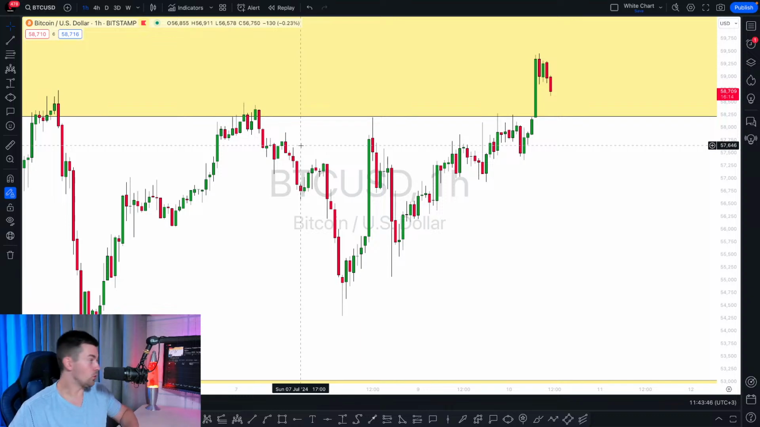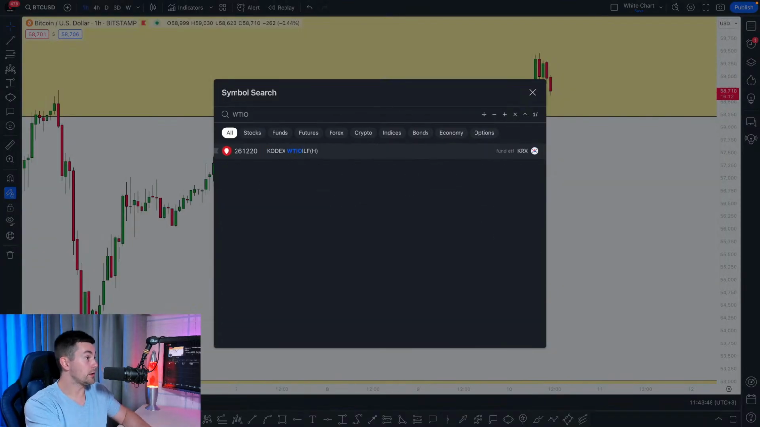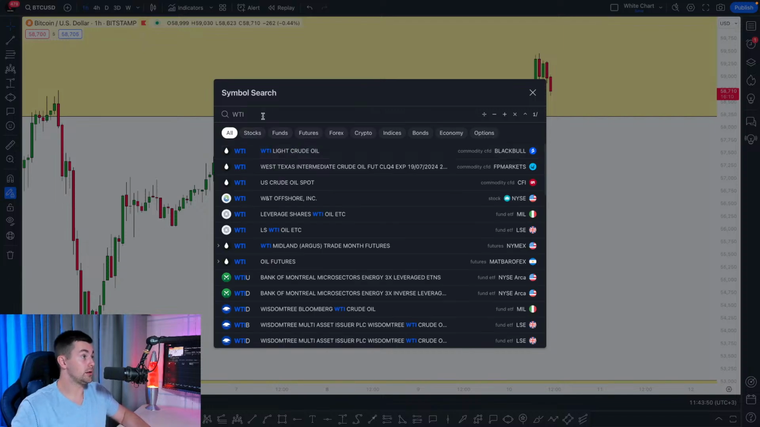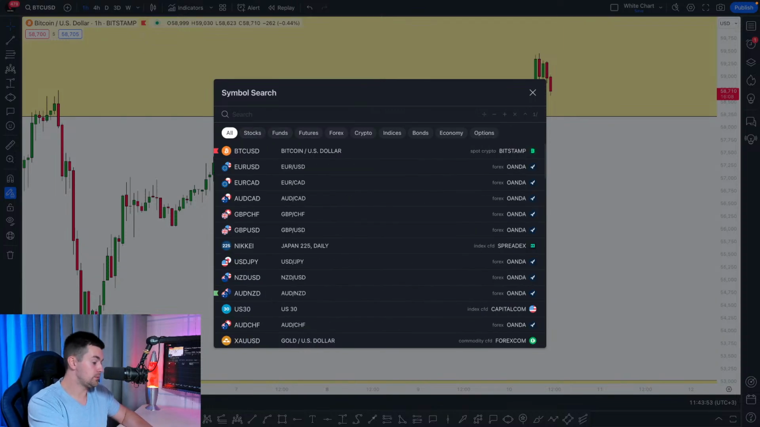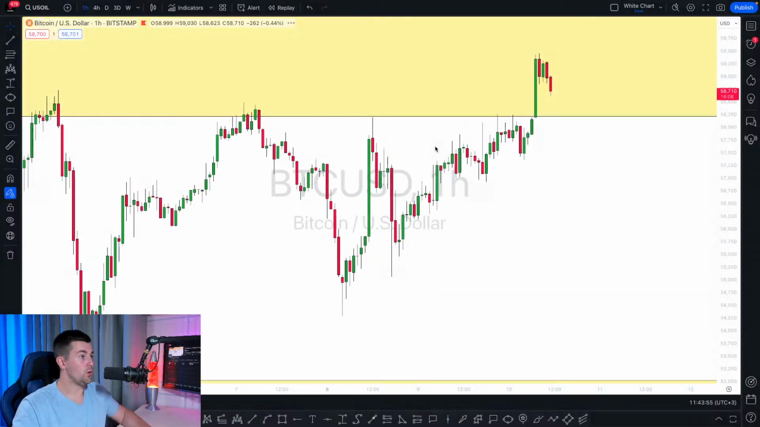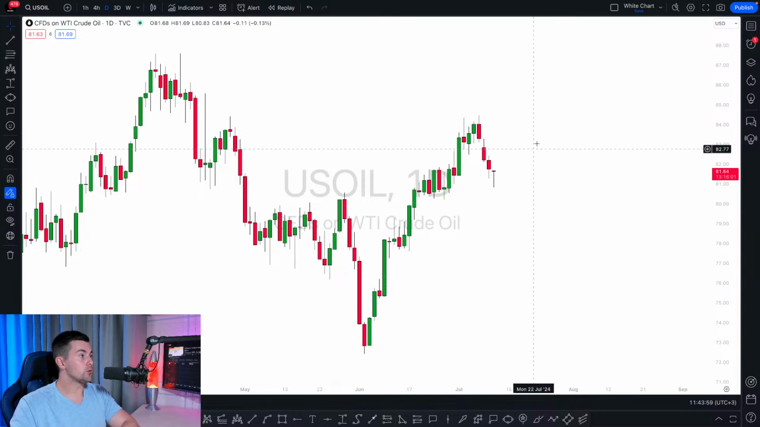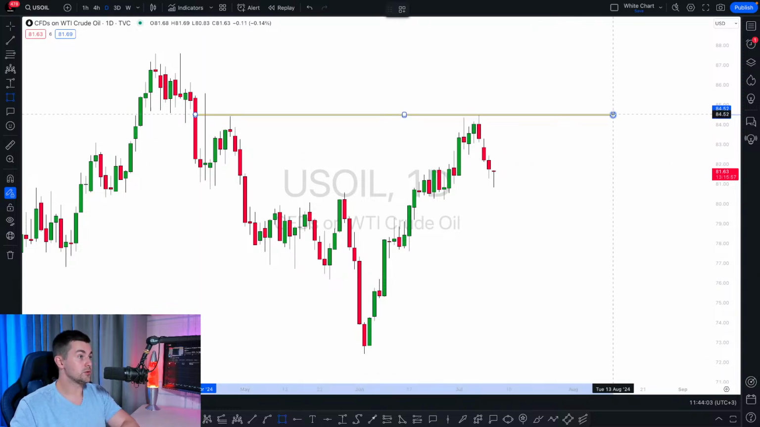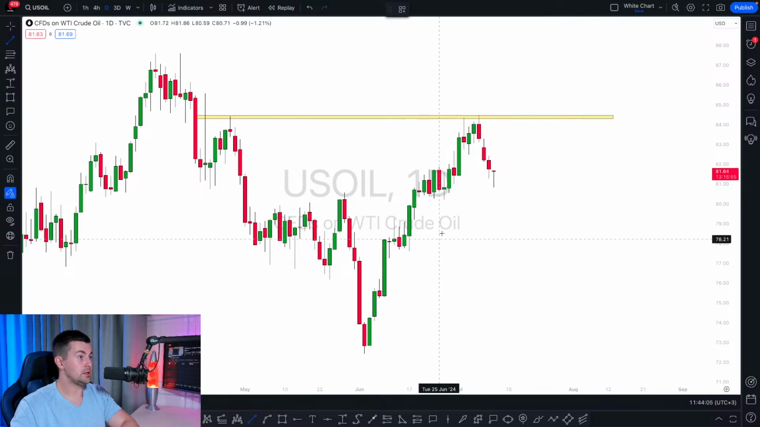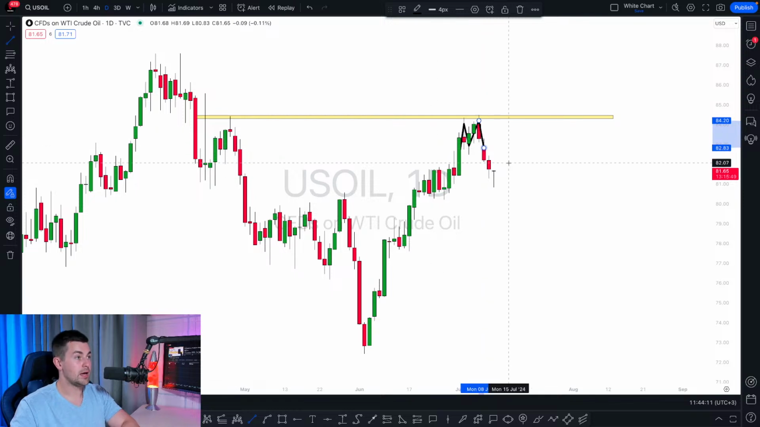Now let's check crude oil, WTI crude oil. Let's analyze it and discuss. Should be the US oil ticker. So what we see on WTI crude oil is, after the test of that significant structural resistance here, on a daily time frame, we formed a double top formation. We went quite overbought, and then we dropped.